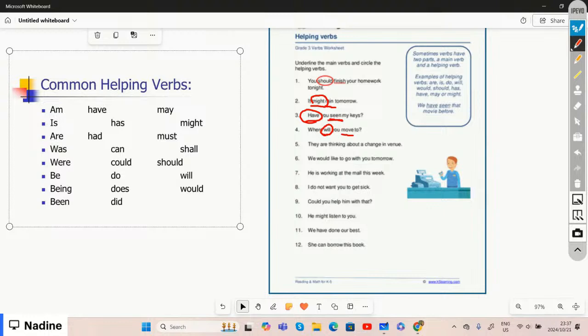Look at number five. Number five says they are thinking about a change in venue. They are thinking about a change in venue. What is the main verb first? And then we identify the helping verb. What is the main verb? No, the helping verb is not you.